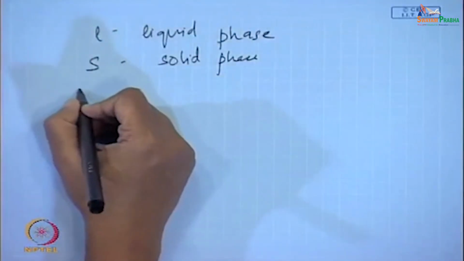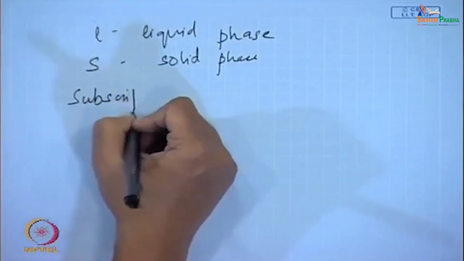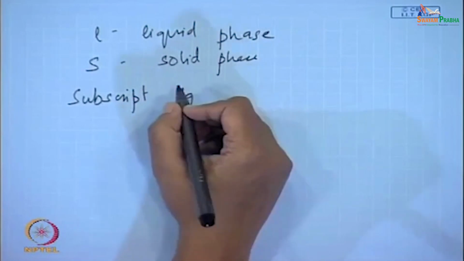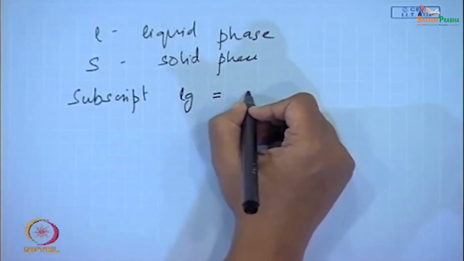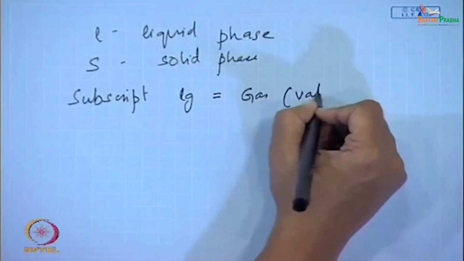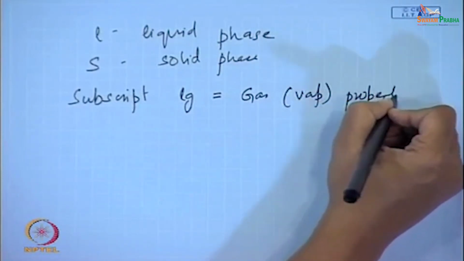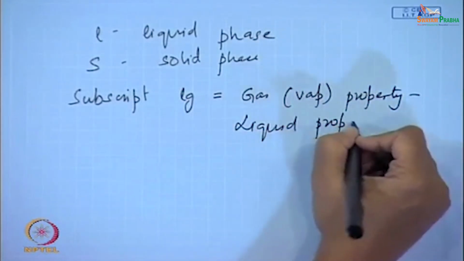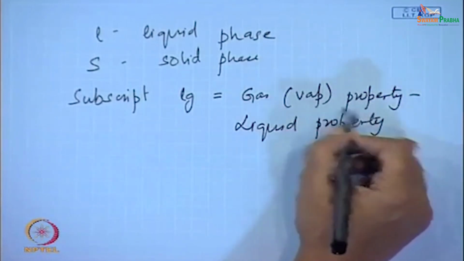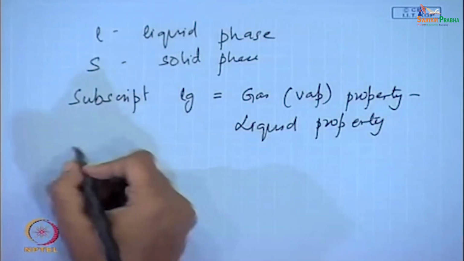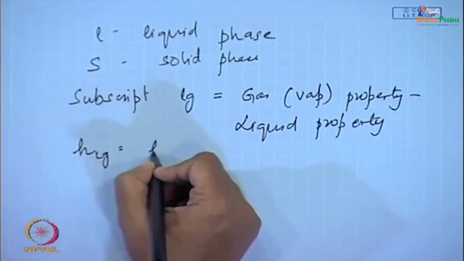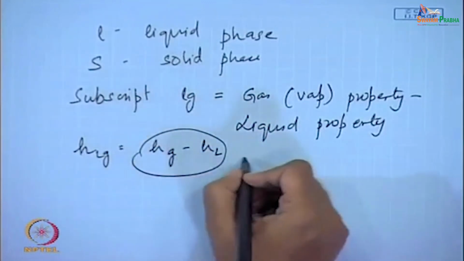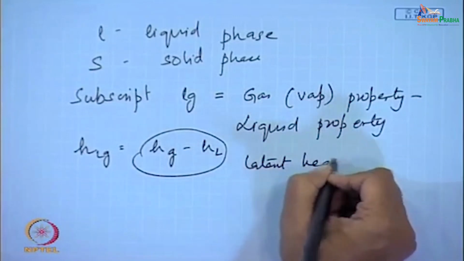And also remember one more thing, when I use a subscript say LG, it refers to the difference between the gas and liquid properties. That means the gas or the vapor property. You know most of these things, but I would like to repeat it just so that you are cautious while using it. It is just the difference between the gas property and the liquid property. For example, when we say HLG, it is nothing but Hg minus HL, and therefore, this is nothing but the latent heat of vaporization of this particular liquid.